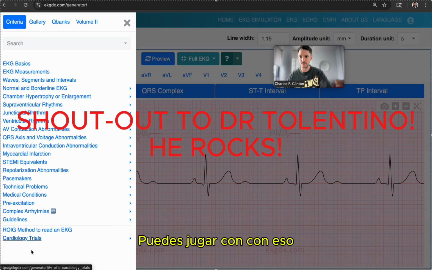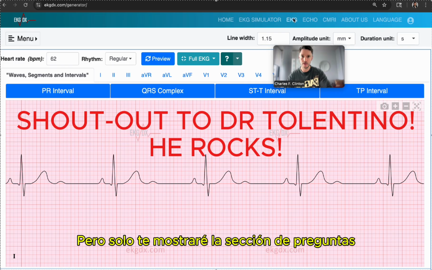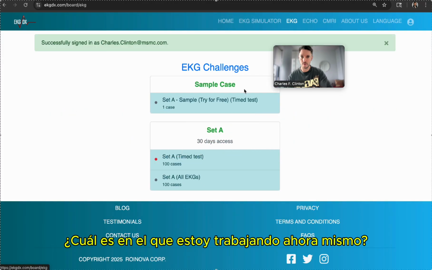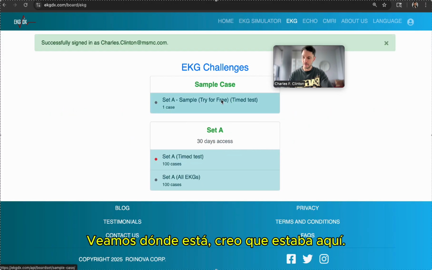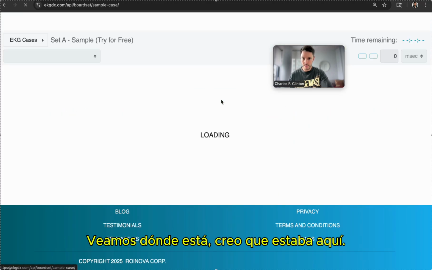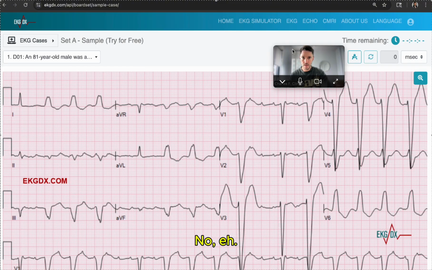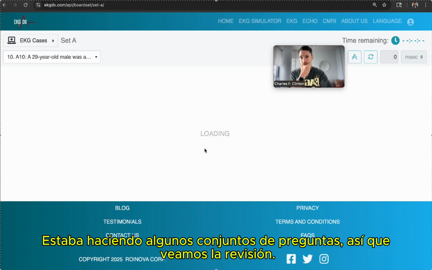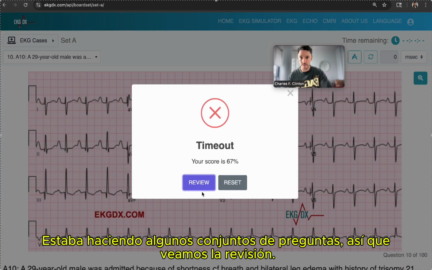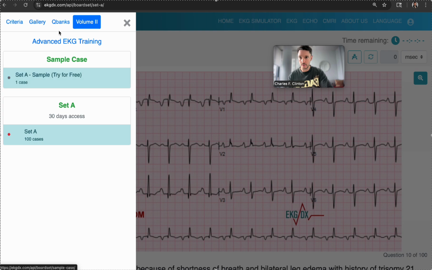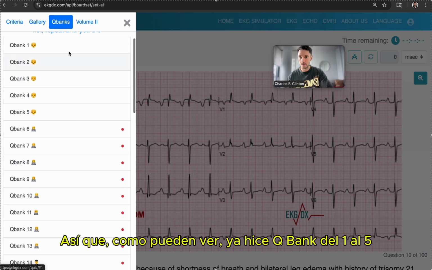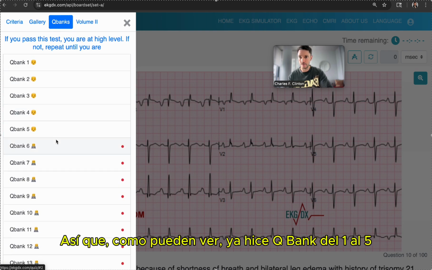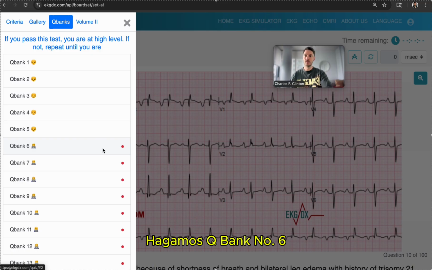Here you have different things you can play around with, but I'm just going to show you the quiz section, which is the one I'm working on right now. Let's see where it is. I think it was here. No, EKG set A. I was doing some question sets. Let's see, review or QBank. As you can see, I already did QBank 1 through 5. Let's just do QBank number 6, and you're going to see how it is.